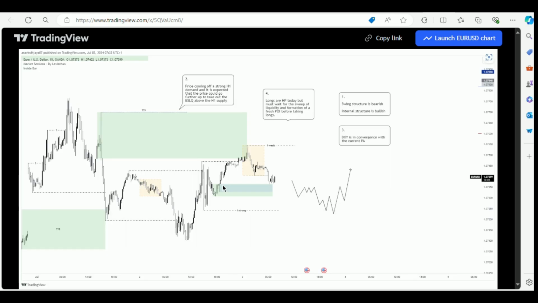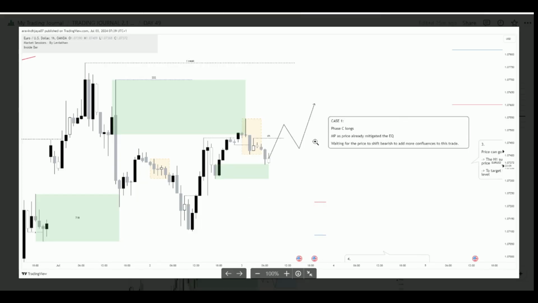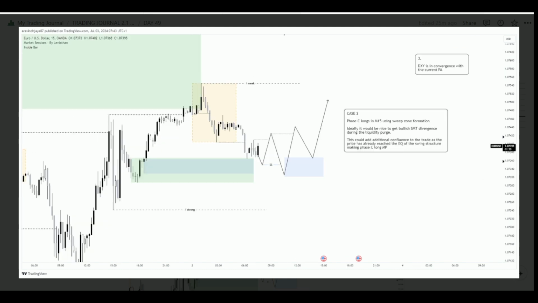I think this is an update. See, these are the game plans. This is case one, phase C longs. Medium probability, because price has already mitigated the EQ. So we are waiting for the price to shift bearish to add more confidence to this trade. Price has already come to the EQ range, right? So once the price crosses the EQ range, phase C pullback trades become very low probability. But you can add some confluences to make them high probability.